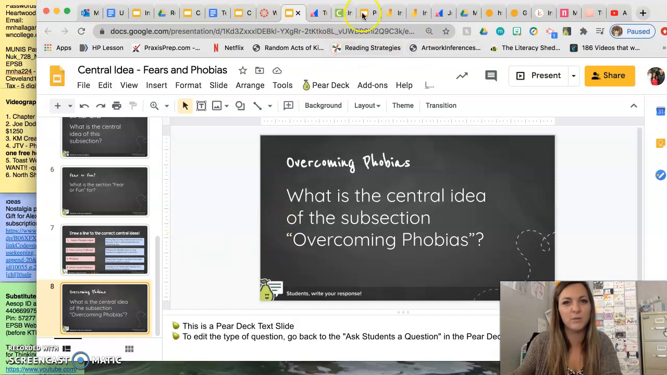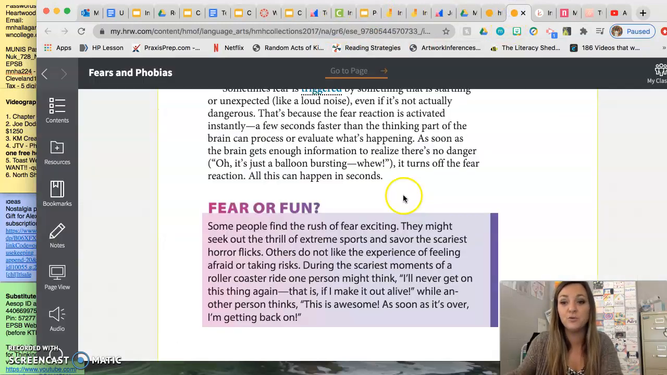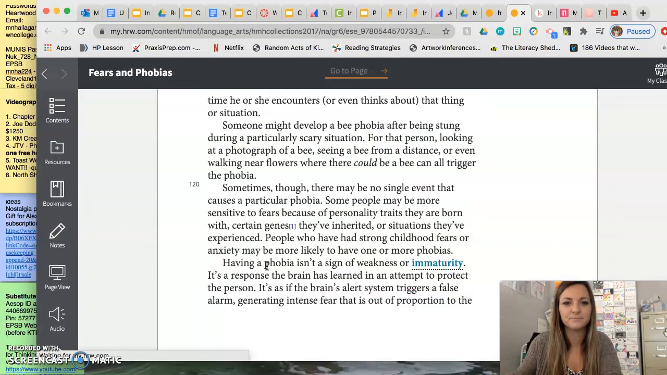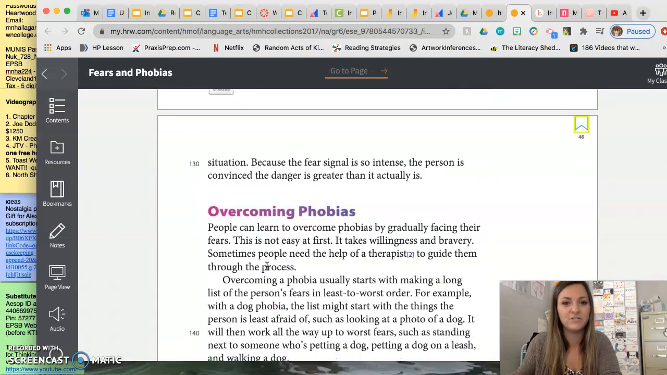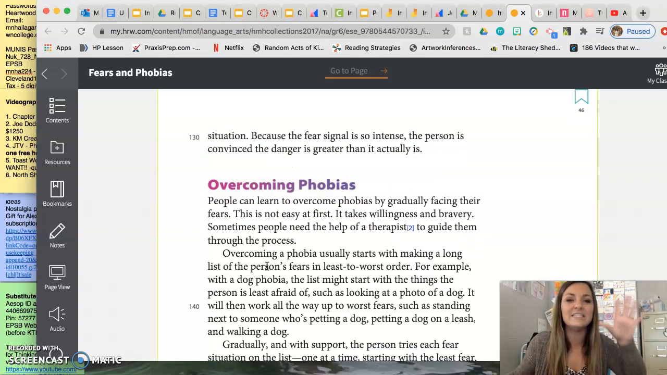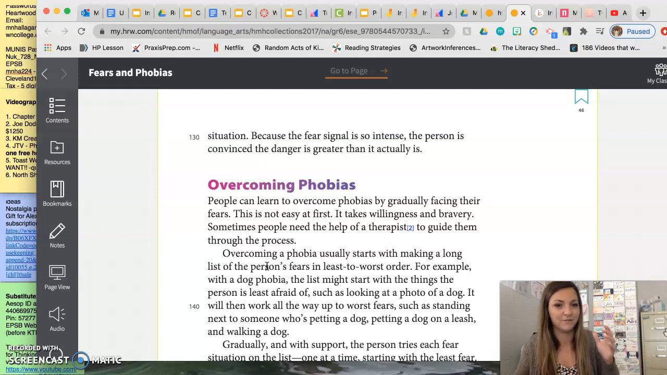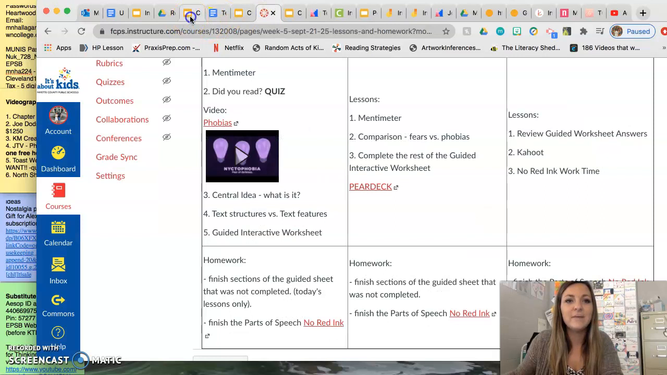Overcoming phobias. This is one I want you to practice on yourself. You look at the text and you read that first paragraph to review after you've read this a few times, and you think, what is the purpose of this subsection? So I'm reading the first sentence and it says, people can learn to overcome phobias by gradually facing their fears. I understand that that kind of answers the question of how to overcome phobias, so I know that that would be my central idea.